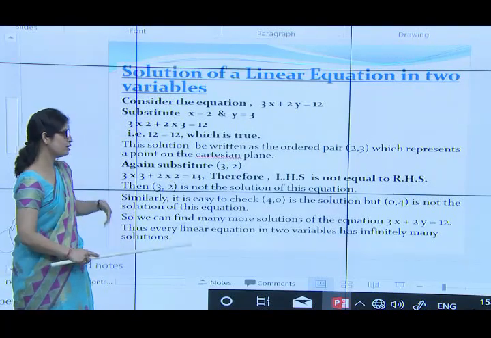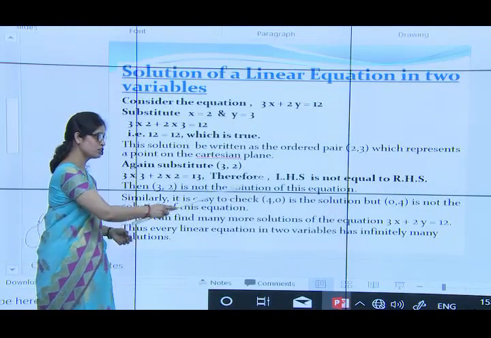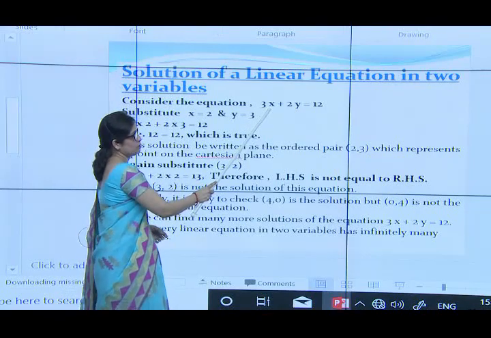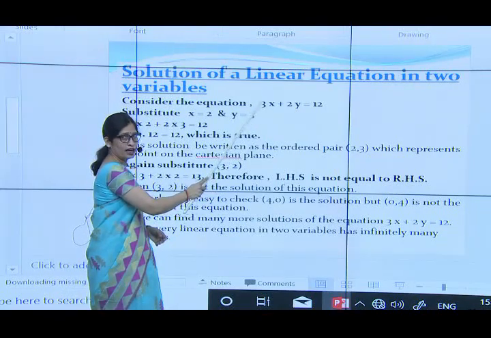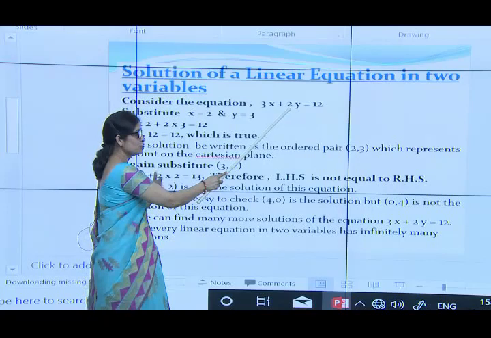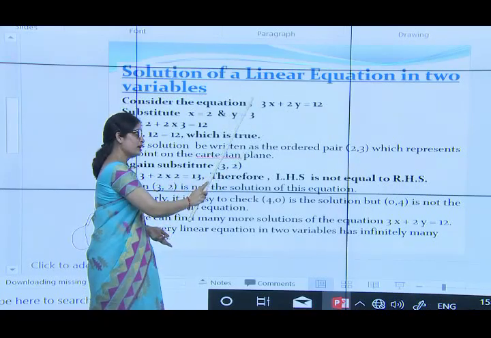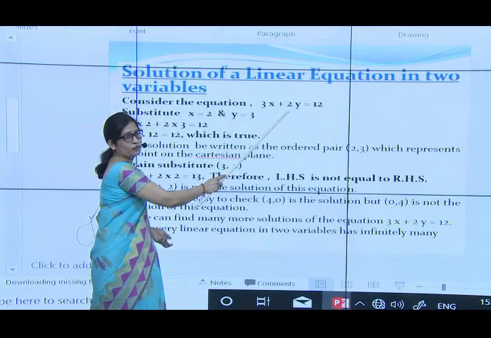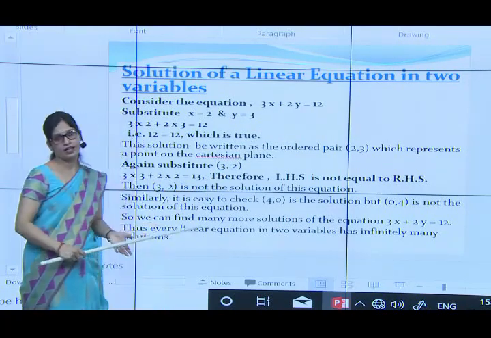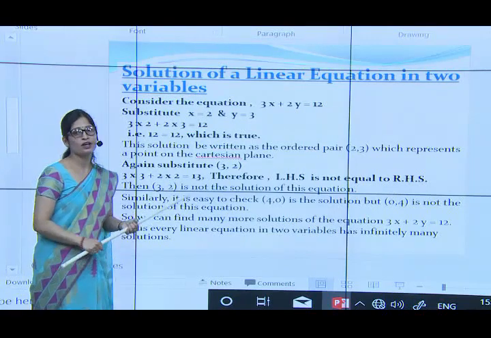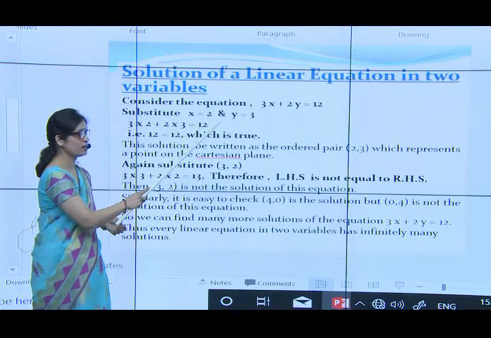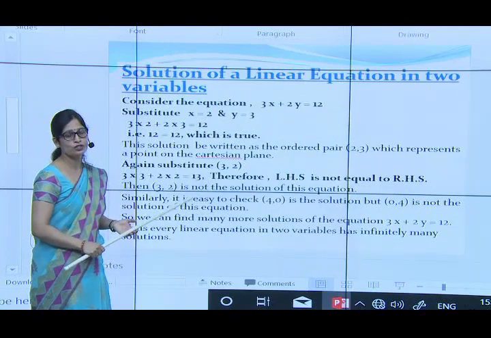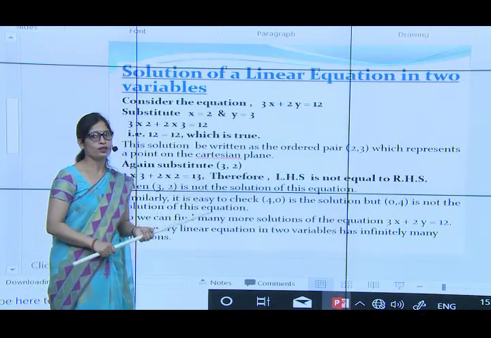So we can find many more solutions of the equation 3x + 2y = 12, because you can give any real number to the variable x and you will have the corresponding value of y. So for every value of x, there exists a corresponding value of y. Hence we can say there are infinite ordered pairs which satisfy this equation. Hence there are infinite number of solutions for the linear equation in two variables.